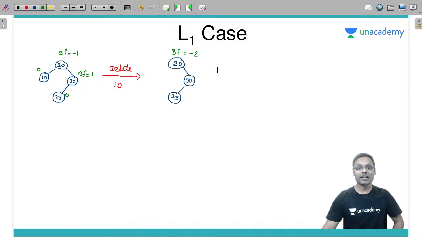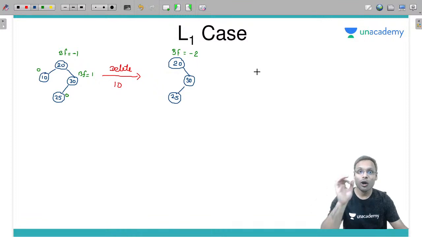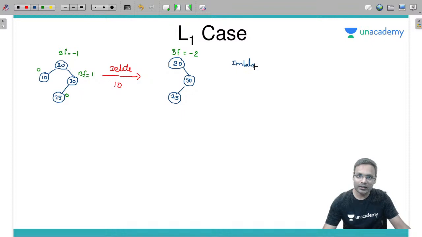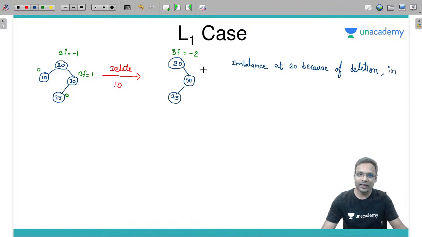If balance factor is out of the range 1, 0, -1, in that case we need to check out the case. For the case, I am writing the entire statement for you guys so that you can get a proper note. Imbalance at 20 because of deletion. Deletion in where? In 20's left subtree.